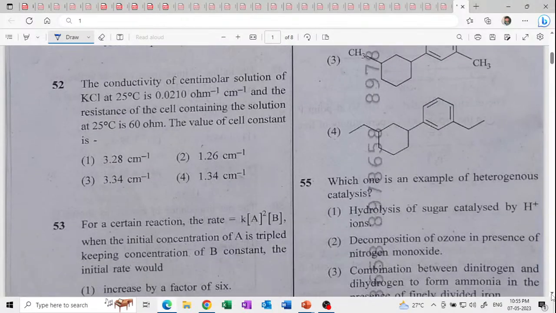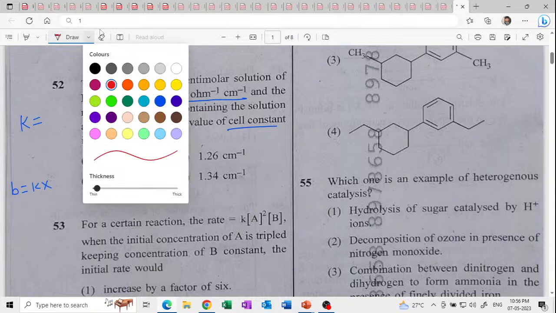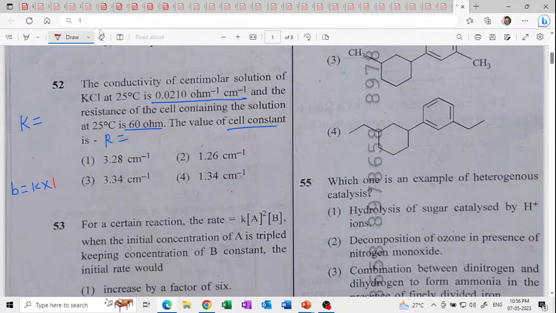The conductivity of the centimolar solution of KCl at 25 degrees centigrade is 0.0210 per ohm. This is the K value, the conductivity, and this is the resistance R. So what is the cell constant? Cell constant is equal to K into R.